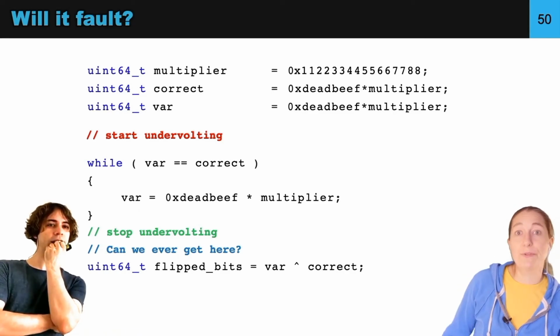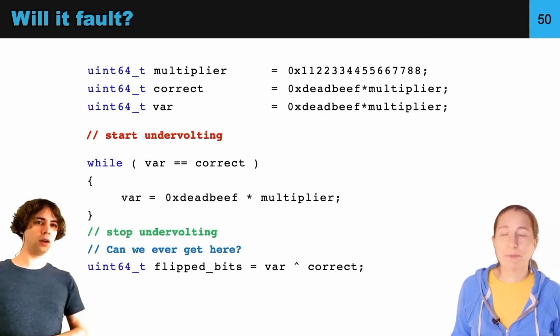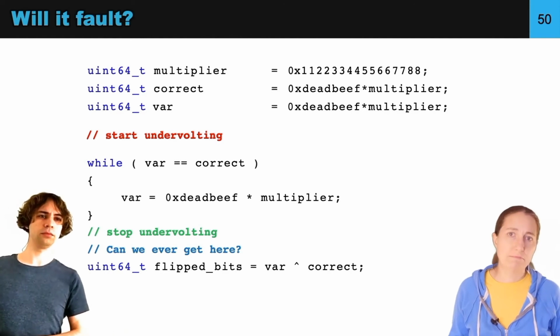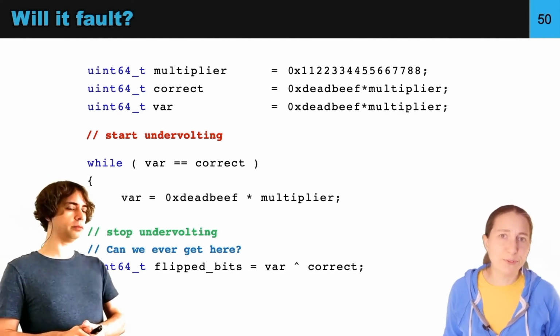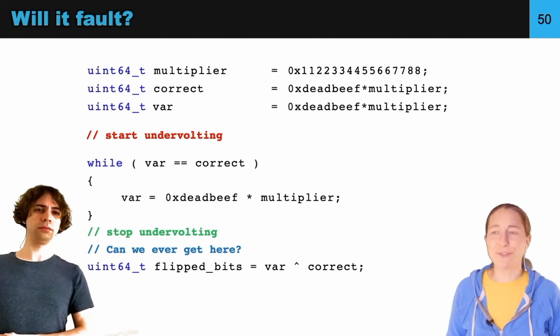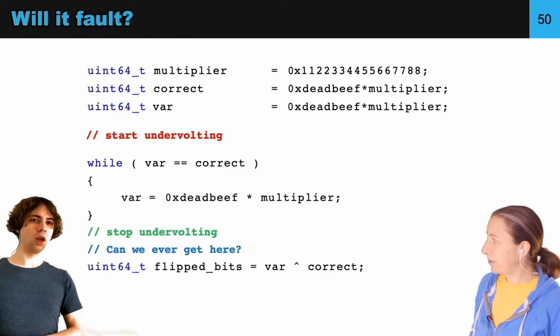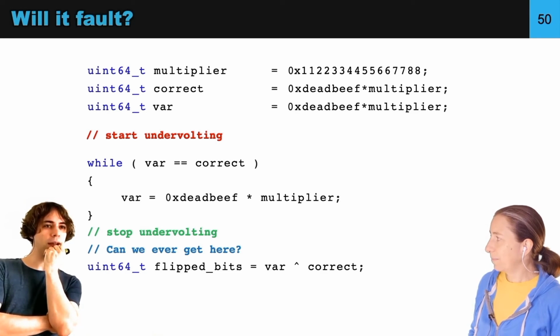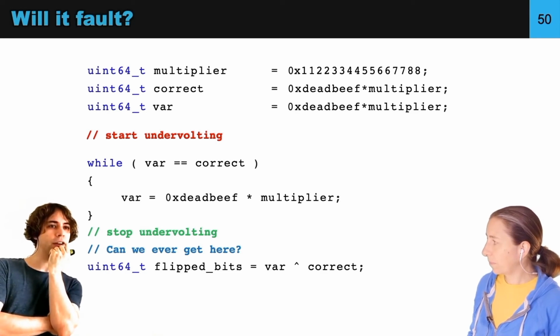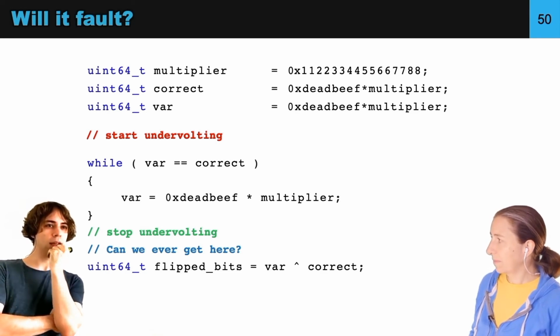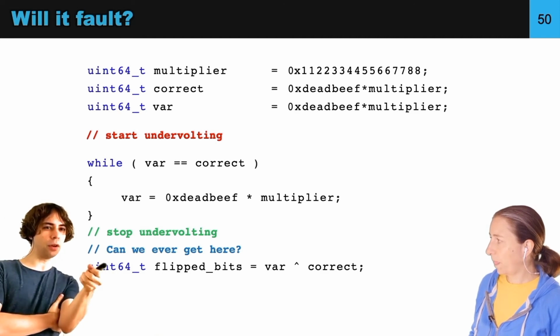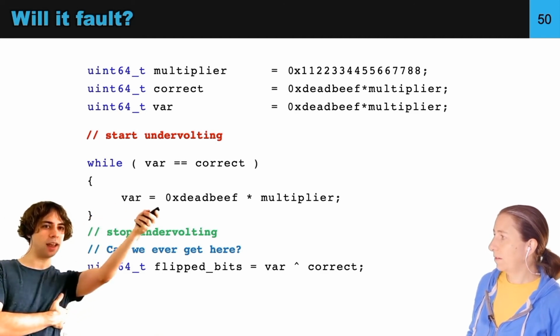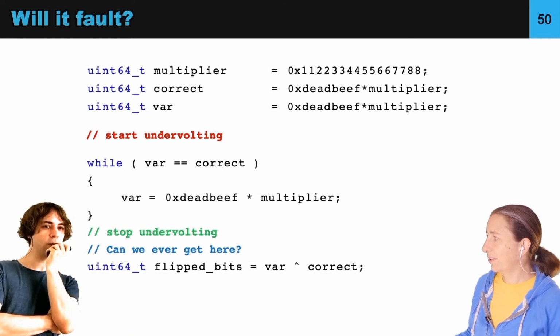And now that we know that we are able to undervolt, what can we do with that? Well, let's write some code to see if we can possibly get this to fault. Can you see what my code is doing? Okay, let me check. This is a while loop, and you initialized var and correct to the same value. And then you also compute the same value again all the time. Yeah. So this will never stop.